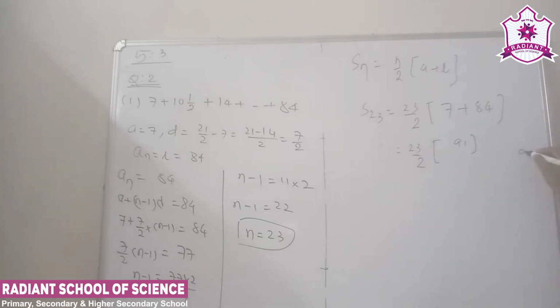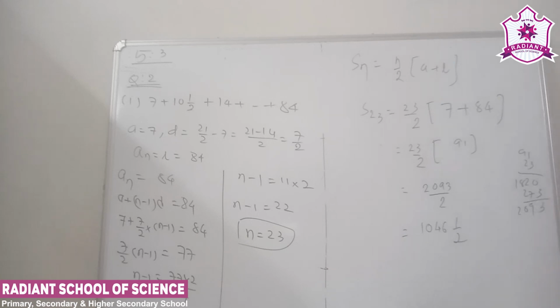So we multiply this 91 into 23. So here 91: 3 ones are 3, 3 nines are 27, 2 ones are 2 and 18. So 2093 by 2. Convert the fraction into a mixed fraction. So 2 into 1 is 2, 0 as it is, 4, so 1046 and a half. Got it? So this one is the final answer, the sum of the n terms.